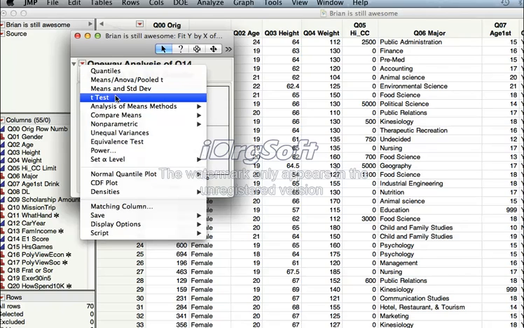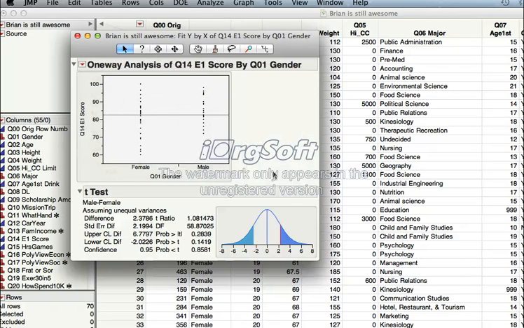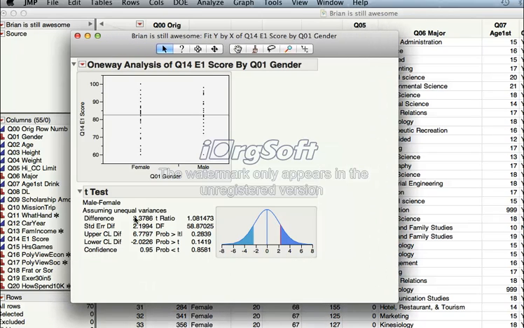We go up here and we hit t-test. So let's look at this. We have a difference between males and females. Males minus females equals 2.3786. That means that males had a higher exam 1 score. And we know this because the males had to have been greater. Well, males are obviously smarter, right? Not exactly. Because we have over here p-values.